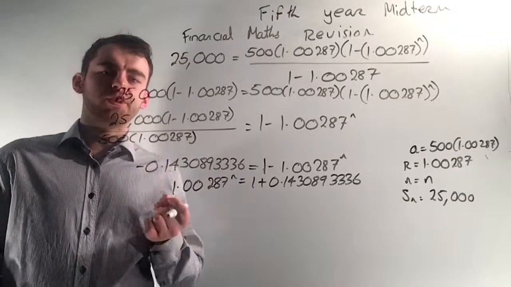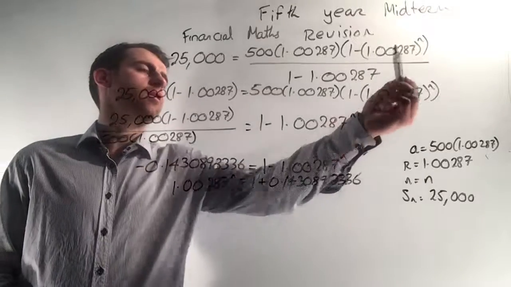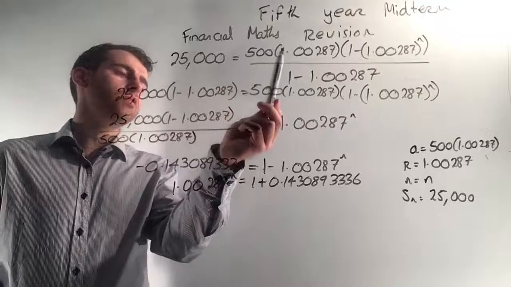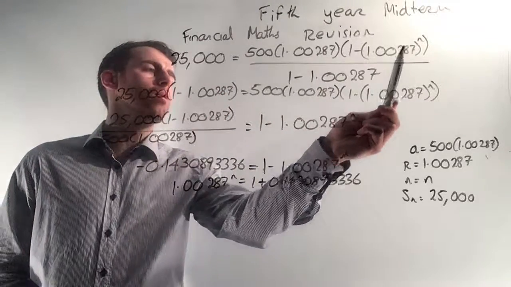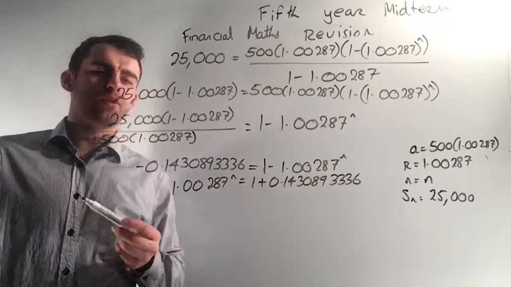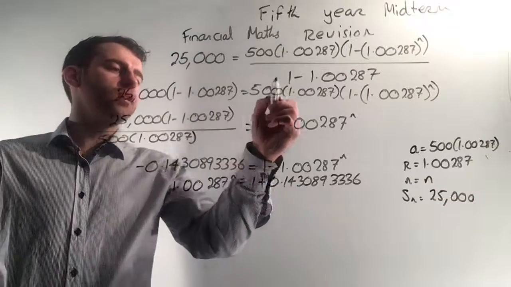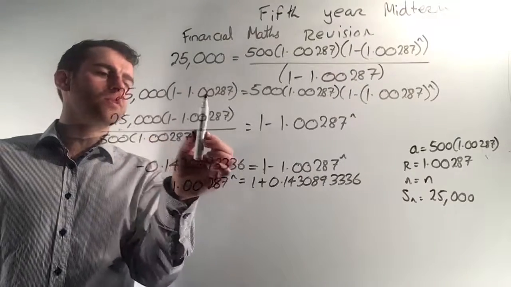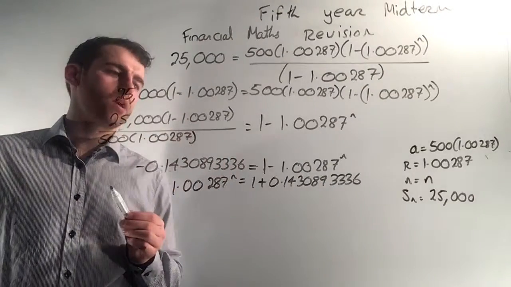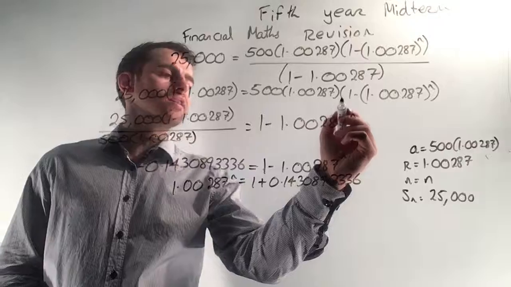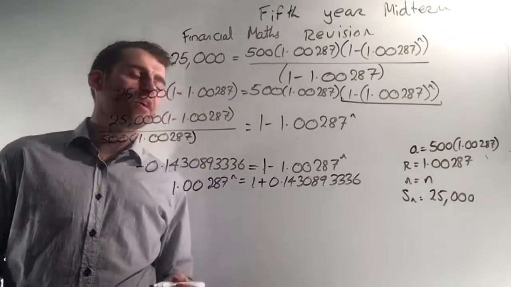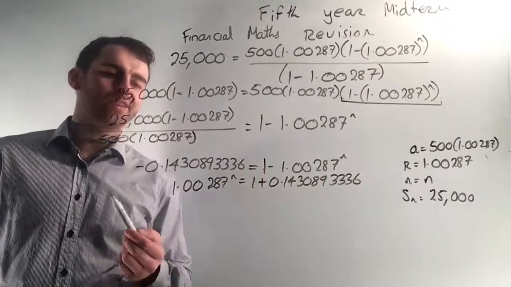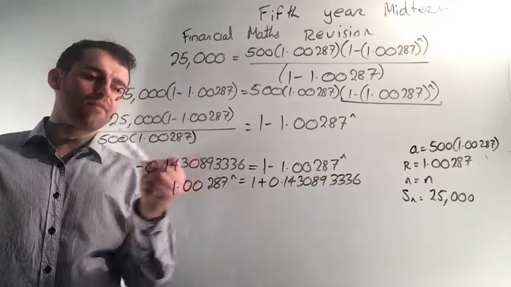Now, obviously, your substitution here is as difficult as you can get because your unknown is in the power. What I've done is I've subbed in Sn is equal to a times 1 minus r to the power of n over 1 minus r. In order to get rid of my fraction there, I multiply both sides by the denominator, so I get 25,000 times 1 minus r. The next thing I wanted to do was isolate this part of the right-hand side, so I divided both sides by 500 times 1.00287. And that's what I have on this line.